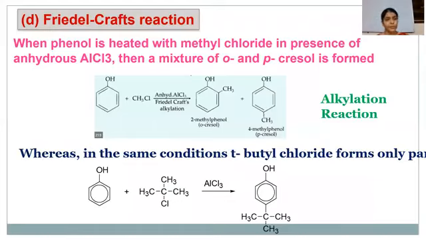Next aromatic electrophilic substitution reaction is Friedel-Crafts reaction. Friedel-Crafts reaction is the reaction of aromatic compound with alkyl halide in the presence of anhydrous aluminium trichloride. Then the reaction is Friedel-Crafts alkylation reaction. When phenol is heated with methyl chloride in the presence of anhydrous aluminium chloride, then a mixture of ortho and para-cresol is formed. When we take a branched alkyl halide like tertiary butyl chloride, then only one product, only para product is formed.